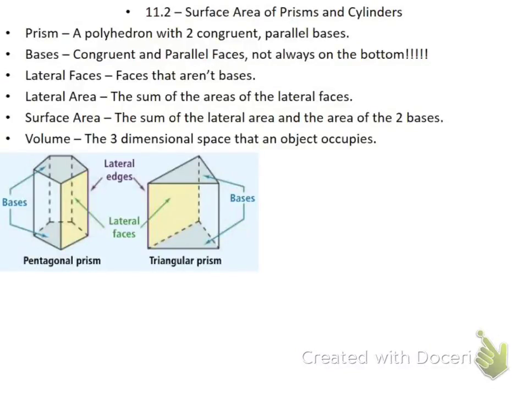Okay, so today we'll be learning about finding the surface area and volume of prisms and cylinders. First of all, a prism is just a three-dimensional shape that has two congruent and parallel bases. What we have to understand is that bases are not always going to be on the bottom. They're the two sides of my three-dimensional shape that are congruent and parallel.